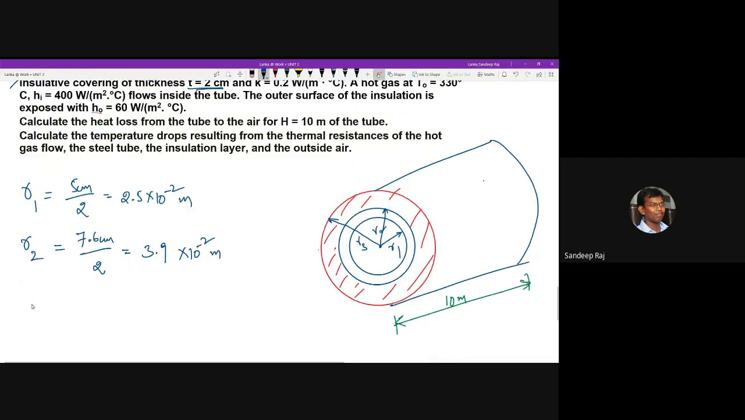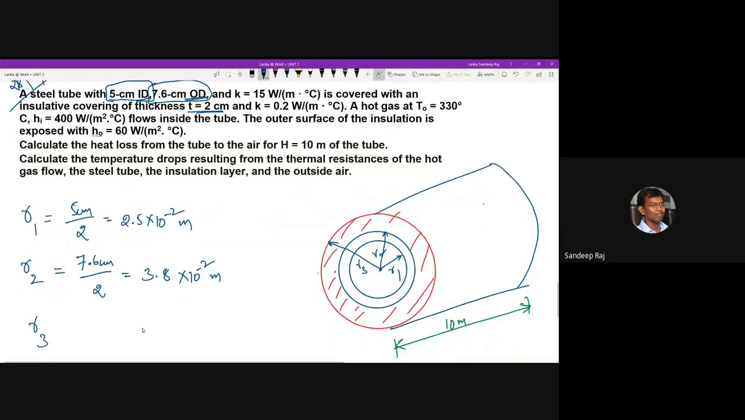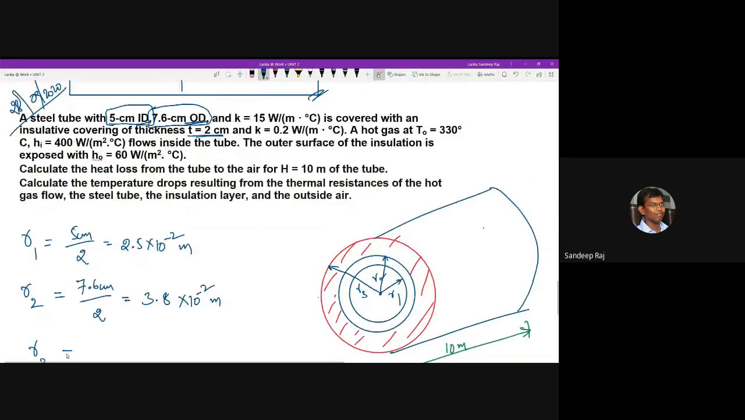And then what will be R3? Somebody tell me. 3.8, sir. Yes, this is not 3.9, this is 3.8. Thank you for correcting me. 7.6 by 2 is 3.8, yes. What will be R3? Somebody tell me what will be the R3. 5.8 into 10 power minus 2.